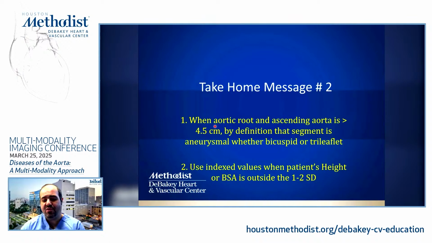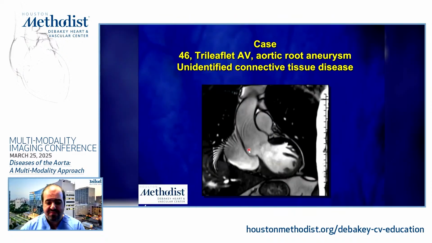So take-home message number two: when the aortic root or the ascending aorta is more than 4.5 centimeters, by definition, this segment is aneurysmal, whether the patient has a bicuspid or a trileaflet valve. And then you want to use the index values when the patient's height or body surface area is outside the 1 to 2 standard deviation.